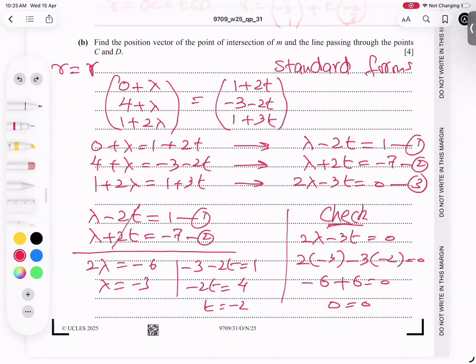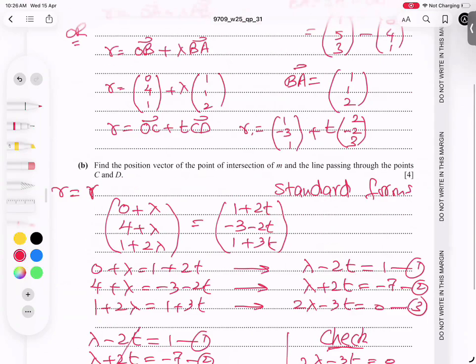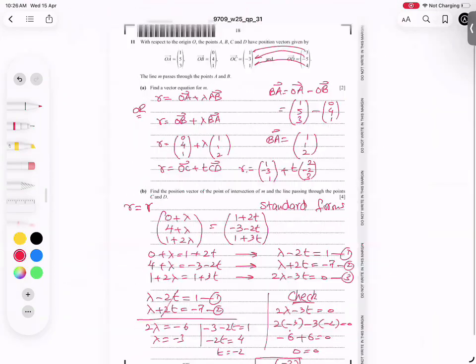So position vector of intersection, I'm writing r equals, so when I plug in this value lambda here, negative 3, I'm getting here negative 3. When I plug in this here, I get a 1. And when I plug in here negative 6, I got negative 5. So I hope the concept of this question is very, very clear, and we have done this. And now we can go for the next part of the question.